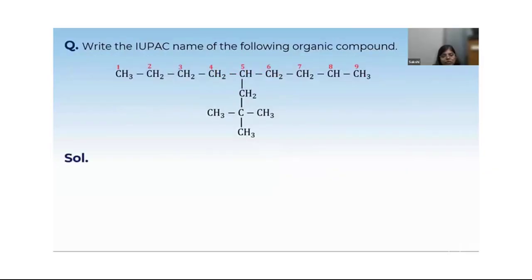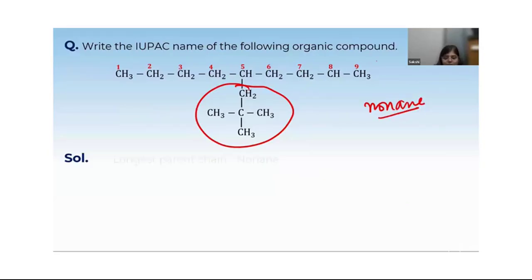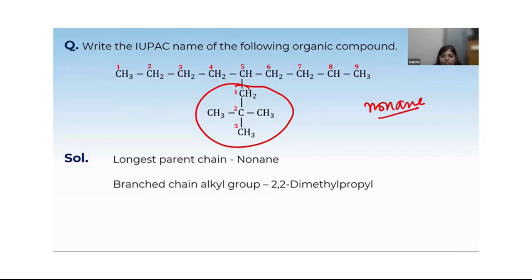So can you all try to do the solution for this? Again, it is very easy. What is this? Okay, just try to name this first. This will be placed in the prefix, right? And your parent chain would be nonane. Okay, so the longest parent chain is nonane, right? And the branch is 2,2 dimethyl propyl, right?